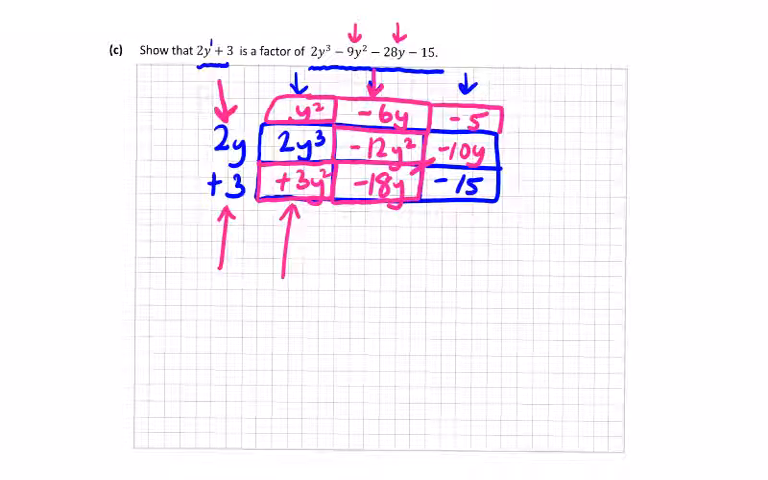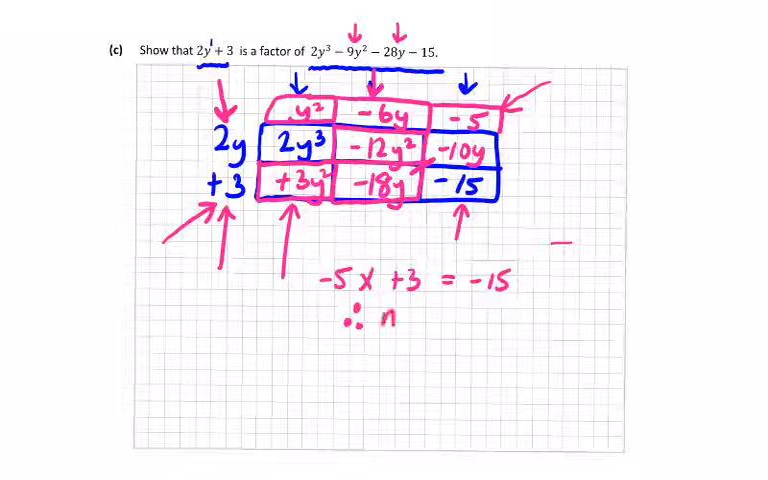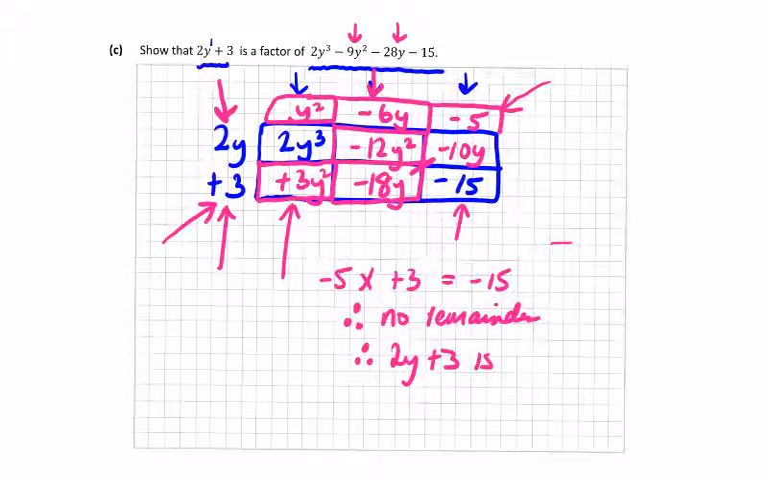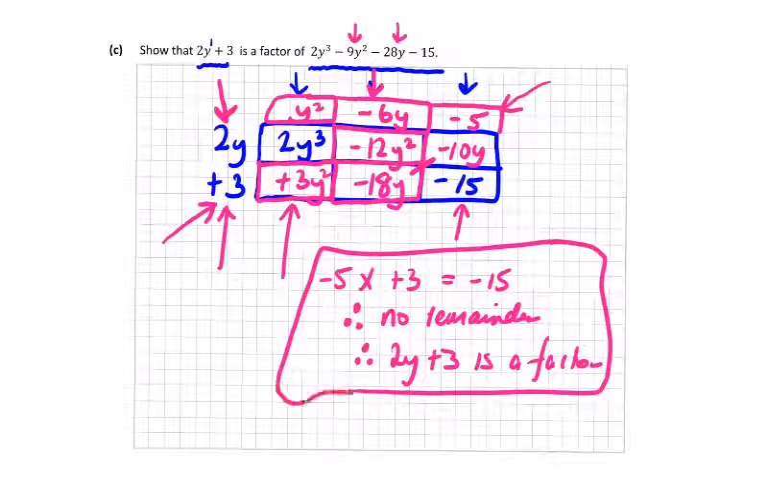And we can always check our answer, and this is how we show it's a factor. Is the minus 5 that we've just drawn by the plus 3 equal to minus 15? And it is. Minus 5 by plus 3 equals minus 15. Therefore, we would say here, no remainder. If it doesn't divide in evenly, there will be a remainder, or these two things won't multiply to give the last number. No remainder. Therefore, 2y plus 3 is a factor. So the box method of long division, if you know how to do it, makes this a really easy question.